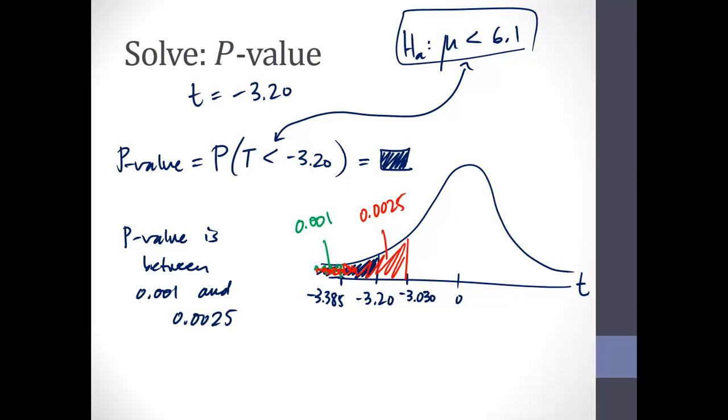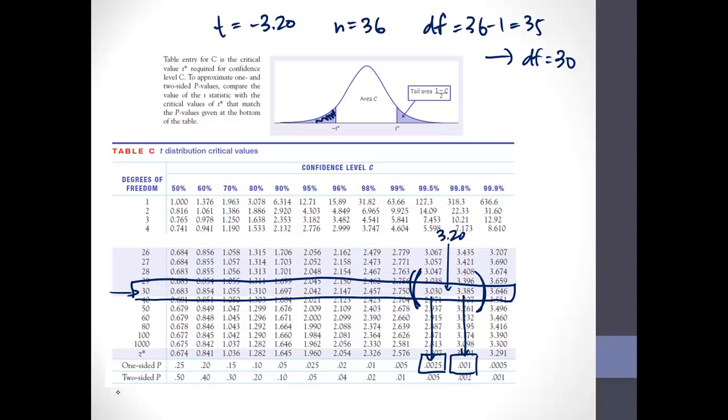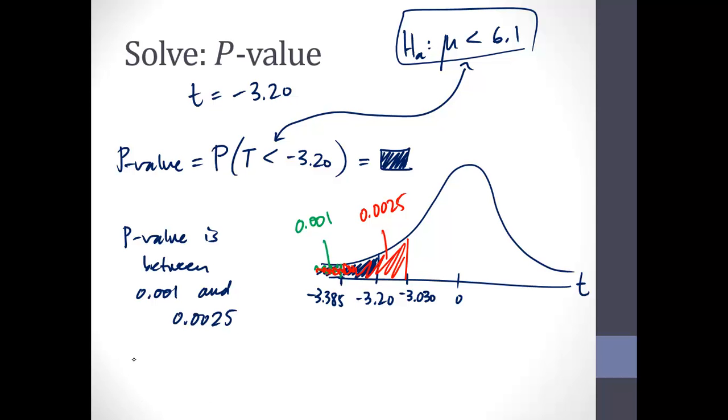Okay. So what you need to do is find the correct row of the table, find the two numbers that your test statistic falls in between, and then we can kind of sandwich our p-value between two values there. So we don't know what it is, but we do know that it's between 0.001 and 0.0025.